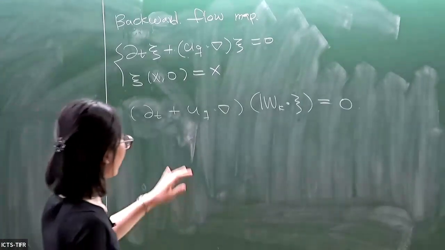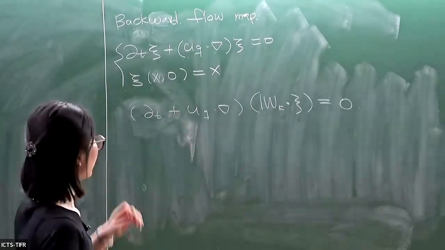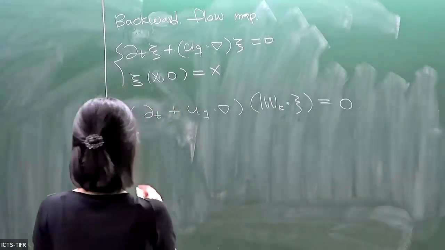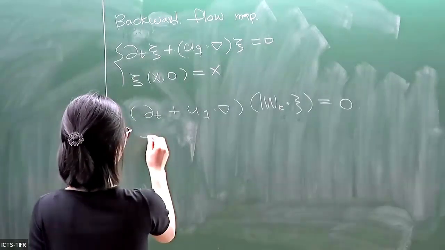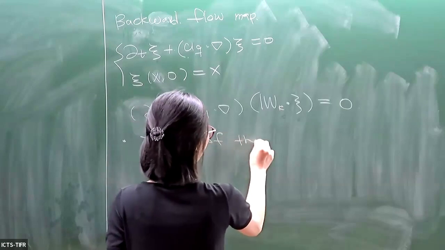Then you may ask, what is this object? Let's see how it looks. First, note that this psi is the inverse of the forward flow map.